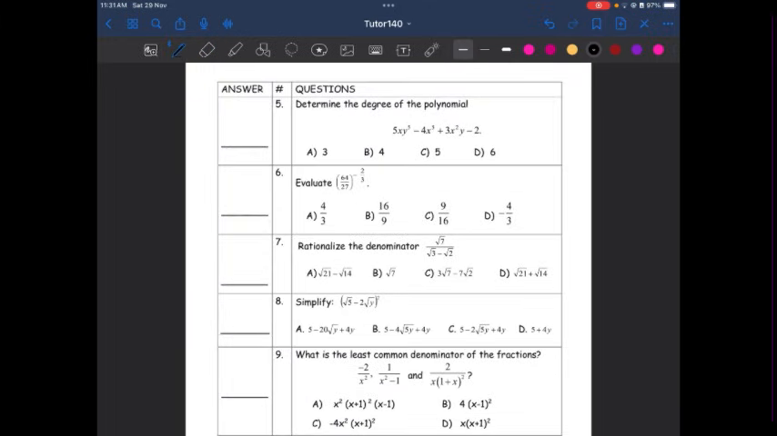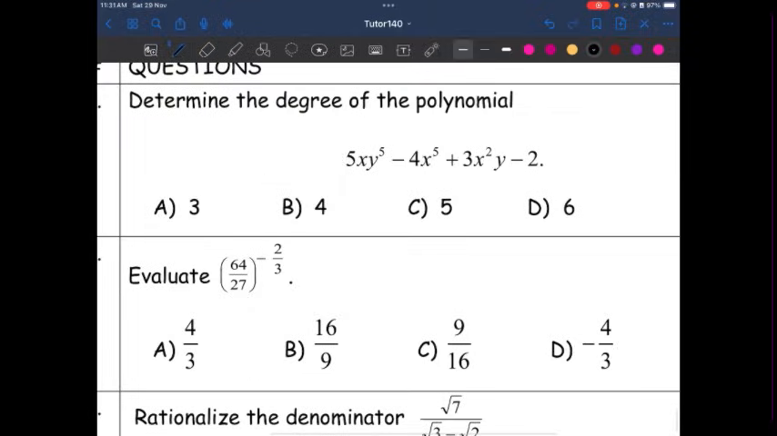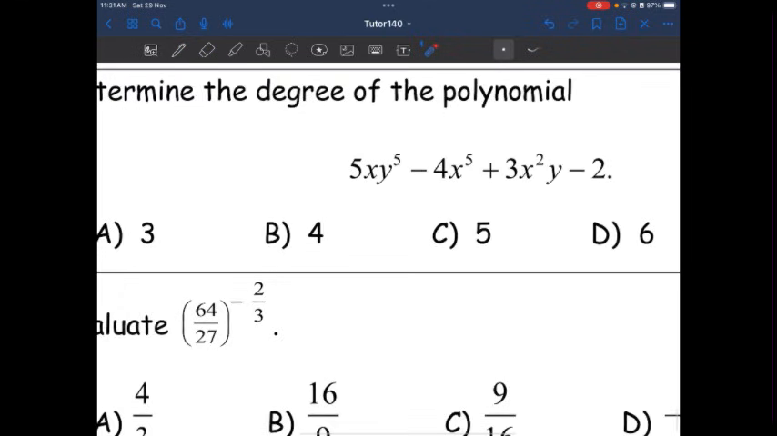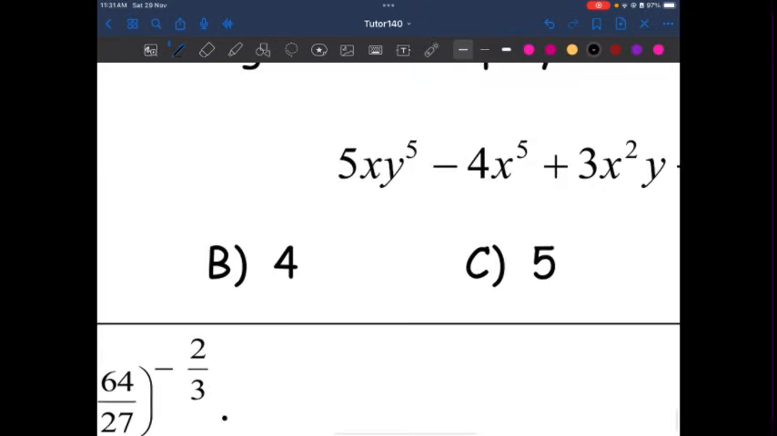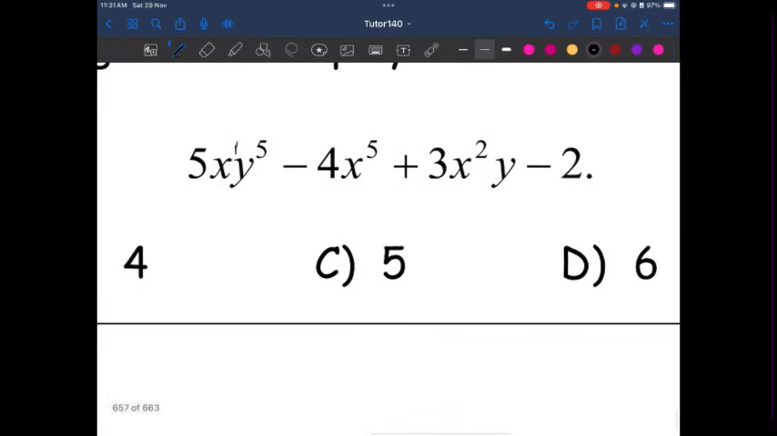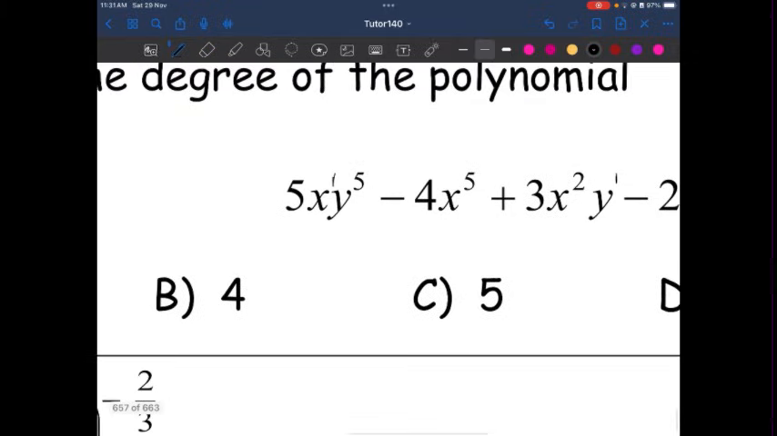Determine the degree of the polynomial. So for the degree of the polynomial, you're going to find which term has the highest degree. To see which term has the highest degree, you just add the exponents of all the variables. So this x has an exponent of 1, and this y has an exponent of 5. So the degree of this term should just be 1 plus 5, which would give us 6.